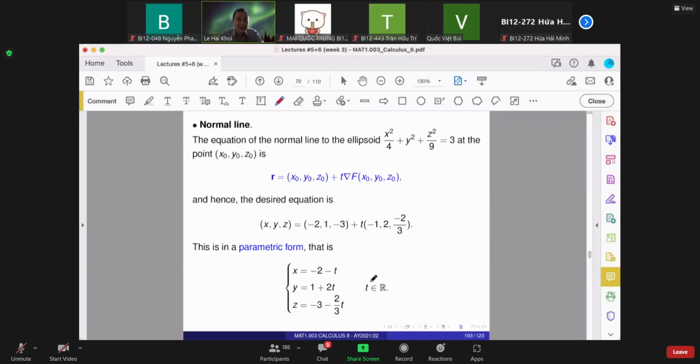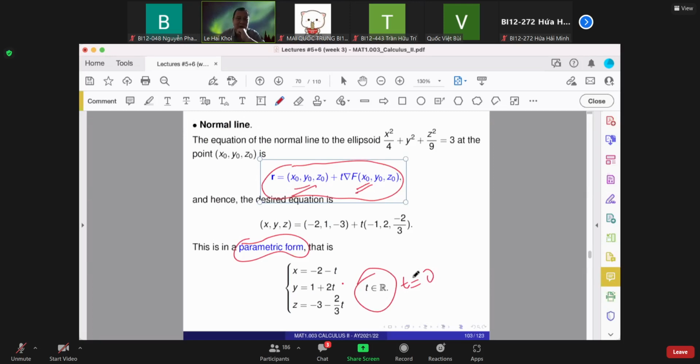A normal line again applies to the situation, passing a point P0 with the direction of the normal vector or gradient. Then you have the parametric equations for all t, right? When t equals 0, you get exactly that point, which is (-2, 1, -3), and that's all. That's very easy to work with in this situation. The only thing is you should remember the definition of the normal vector and normal line, and the formula related to the tangent plane.